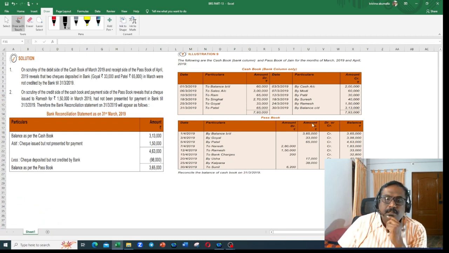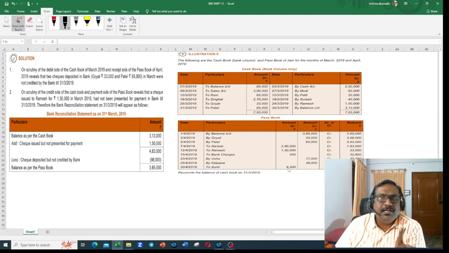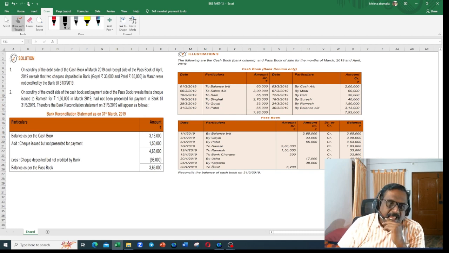So the receipt side is over. Passbook debit side is called what? Payment side. 2,80,000 to Naresh. Check issued to Naresh has been paid. To Ramesh 1,50,000. Check issued to Ramesh has been paid. To bank charges 200. The bank debited 200 rupees as bank charges in our account. To Sunil 6,200. Check issued to Sunil has been paid. That's all the meaning of this passbook. Is there any transaction mentioned clearly here as a March month transaction in any of the particulars? No. They did not mention anything about March here.